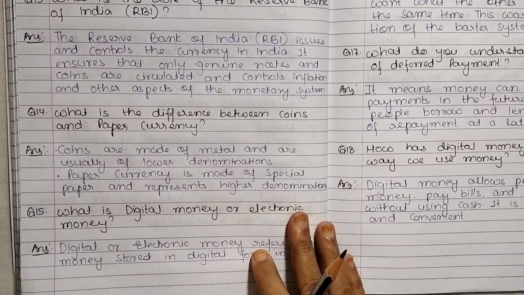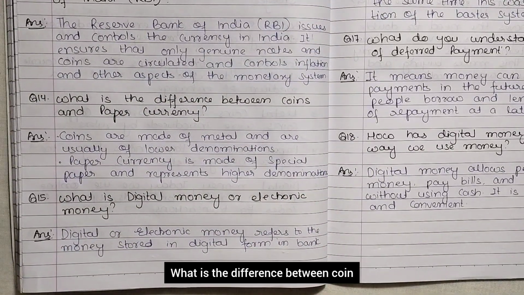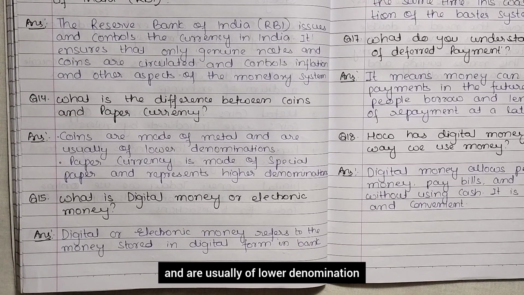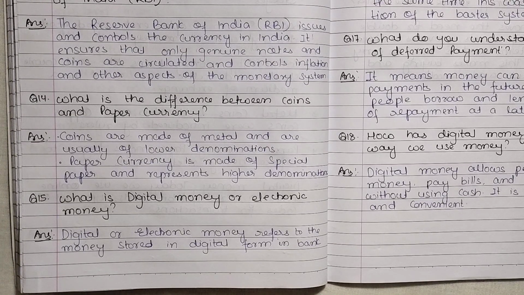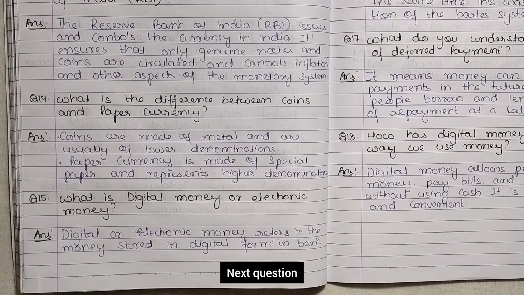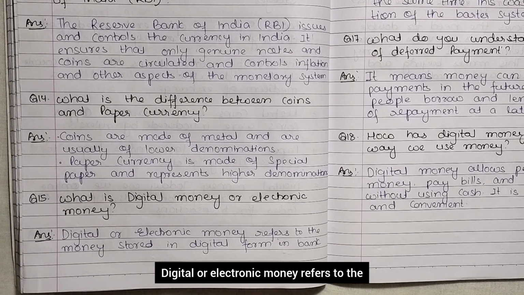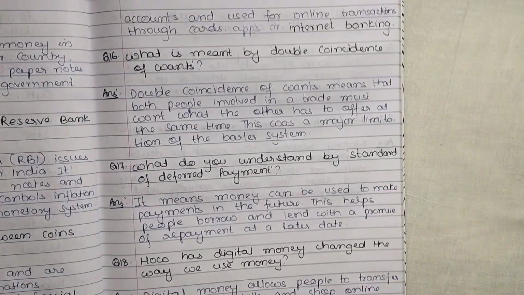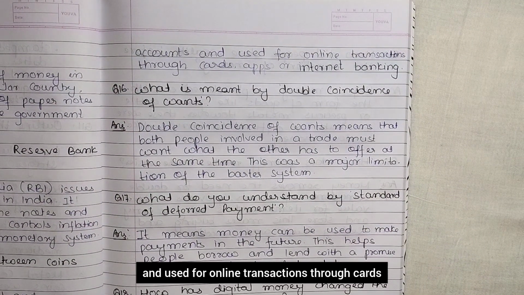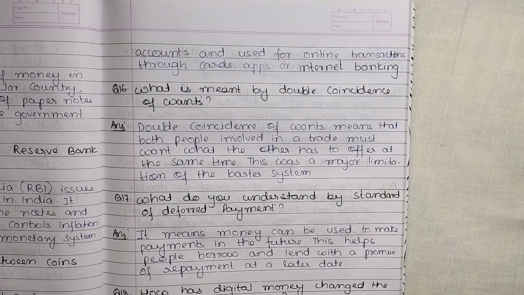Okay. Next, what is the difference between coin and paper currency? So coins are made up of metal and are usually of lower denomination. Paper currency is made up of special paper and represent higher denominations. Next question. What is digital money or electronic money? Digital or electronic money refers to the money stored in digital form in bank accounts and used for online transactions through cards, apps or internet banking.